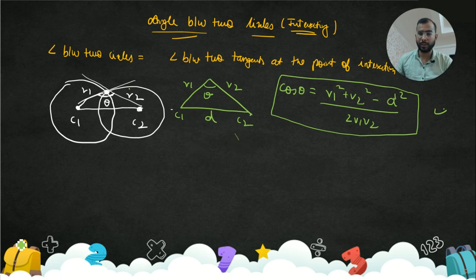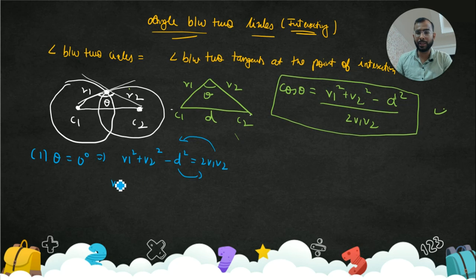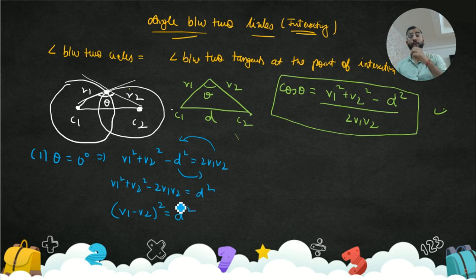First case, theta is equal to 0 degree. Cos 0 is 1, so R1 square plus R2 square minus D square is equal to 2R1 R2. We'll take this on this side, this on this side. R1 square plus R2 square minus 2R1 R2 is equal to D square. This is R1 minus R2 whole square is equal to D square. Theta is 0 degree, so the angle between the two tangents is 0 degree, meaning both the tangents are parallel, or one and the same tangent.